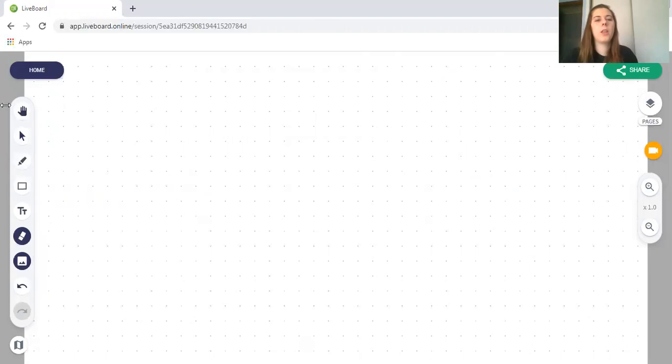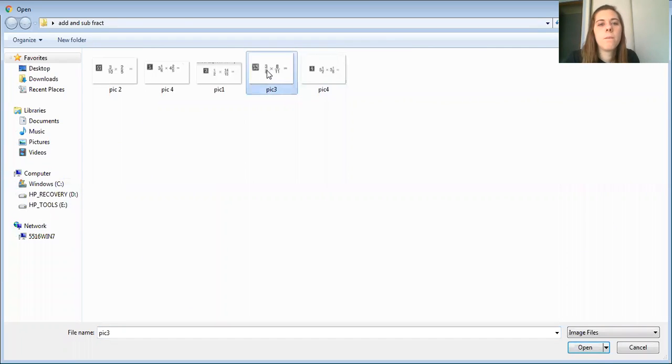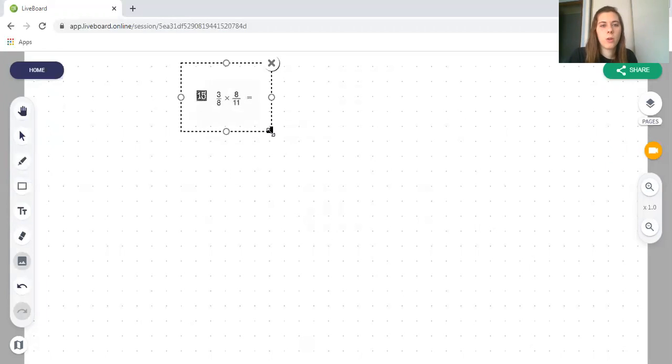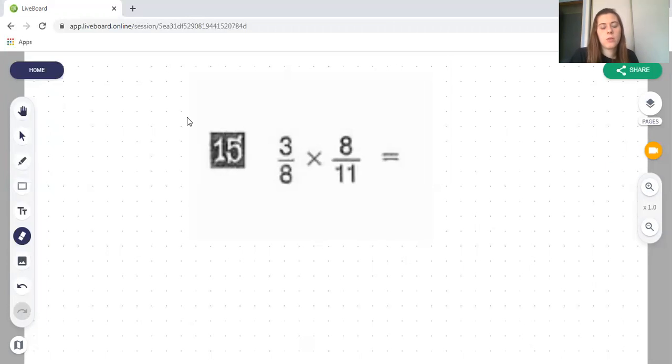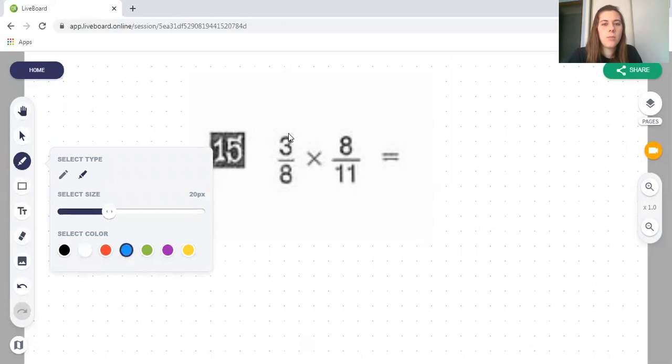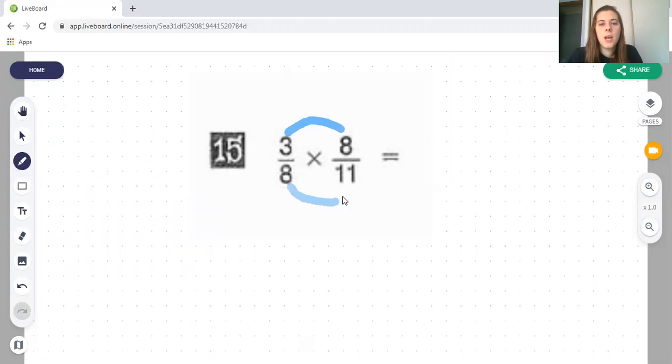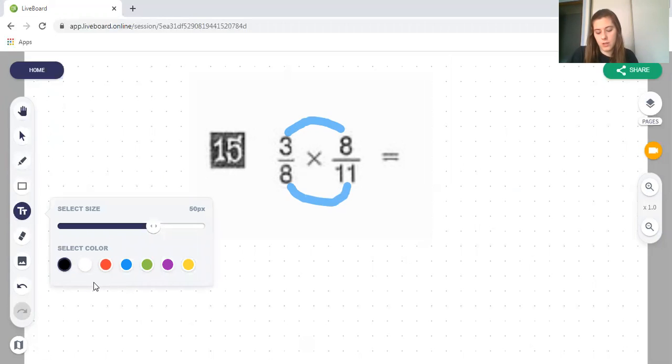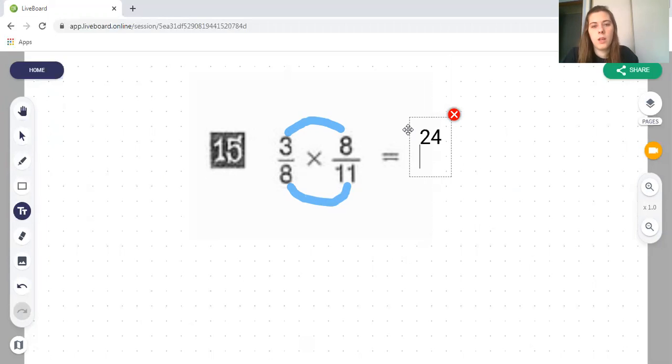All right, number 3, I'm going to be doing problem 15 on your worksheet. So here we go. It's 3/8 times 8/11. And the exact same thing, I'm going to multiply 3 times 8 and then 8 times 11. So let's get started. So 8 times 3 is 24. And 8 times 11 is 88.